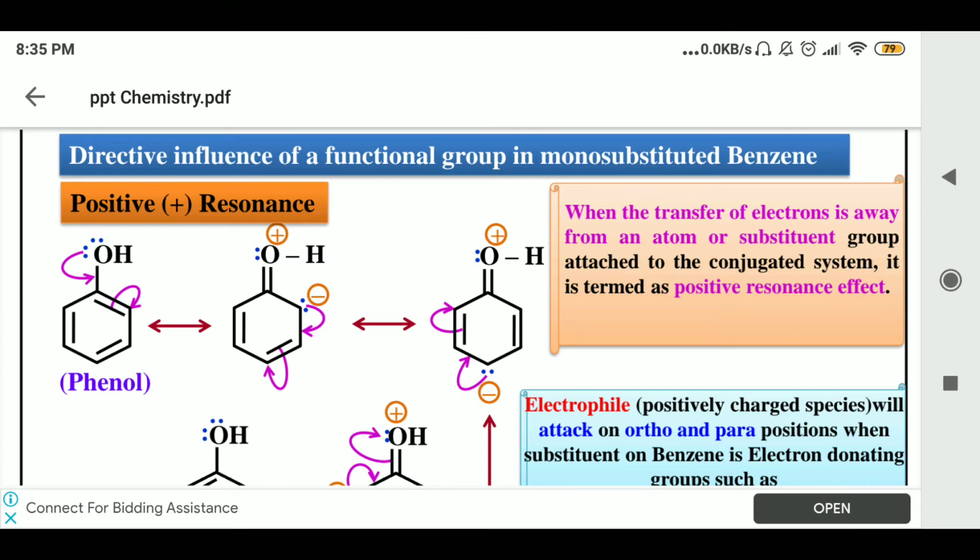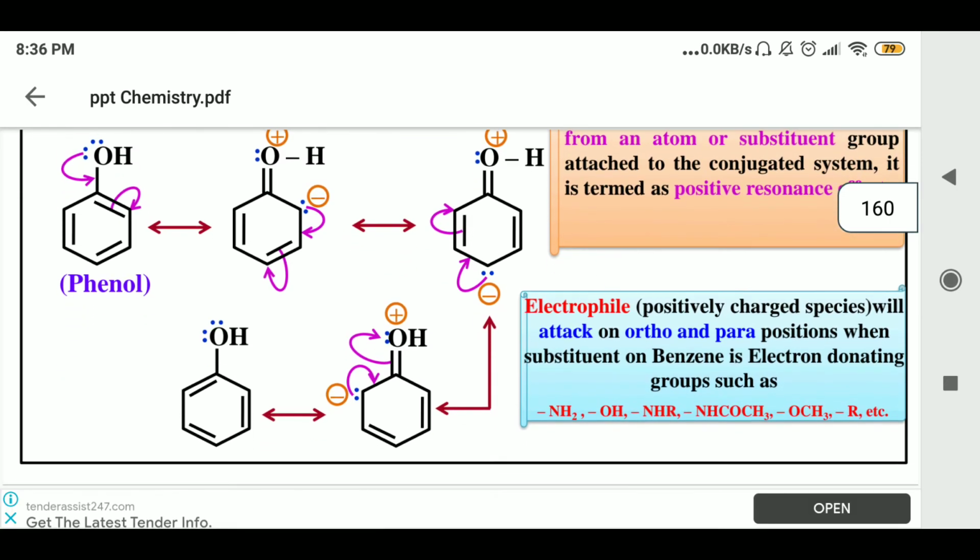Here you can see what happened: a lone pair of electrons from the oxygen gets shifted, resulting in the formation of a double bond between oxygen and the benzene ring. Hence there is a transfer of electrons from the pi bond and formation of a negative charge, that is a lone pair of electrons, you can see. So this is how the transfer of electrons results in the formation of different resonating structures.